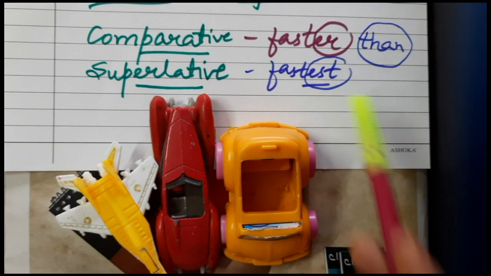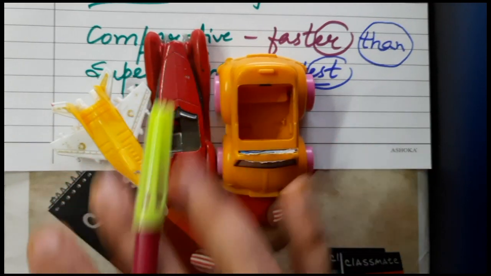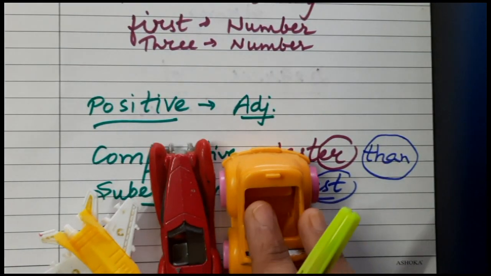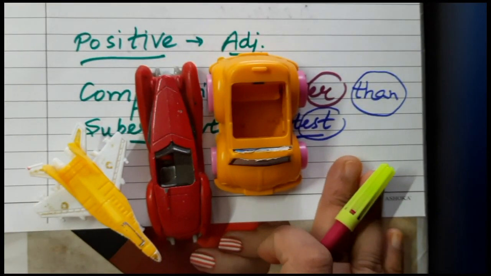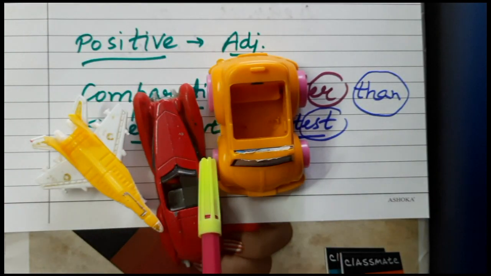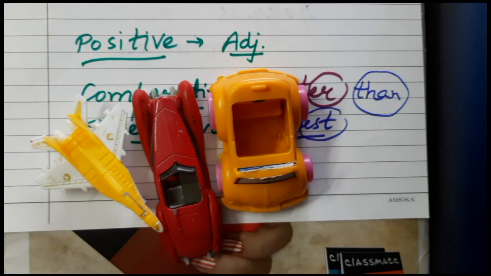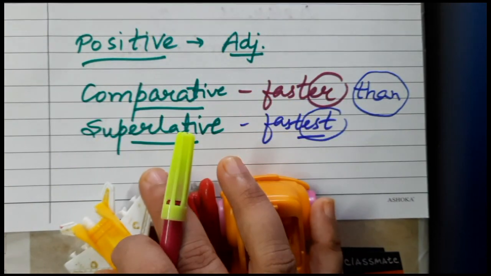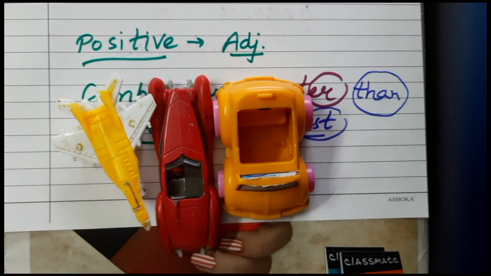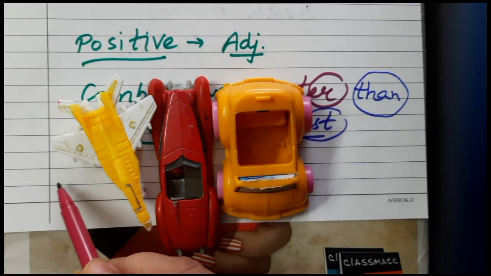Okay. So how do we use this now? We will say aeroplane is the fastest of all. Is that clear? So how do we say? We will say aeroplane is the fastest of all. Sports car is faster than yellow car. Am I clear? This is the way we use the word fast. Now, let us use it with some other adjective.